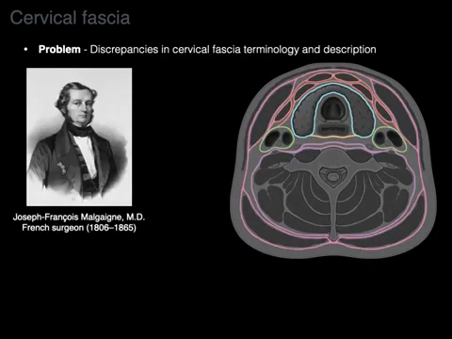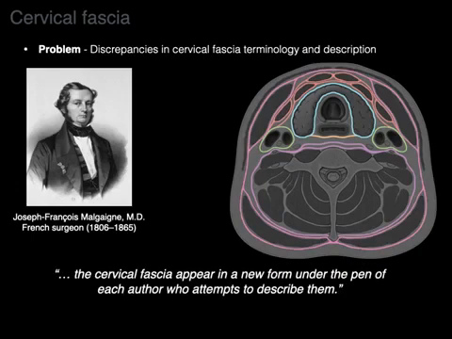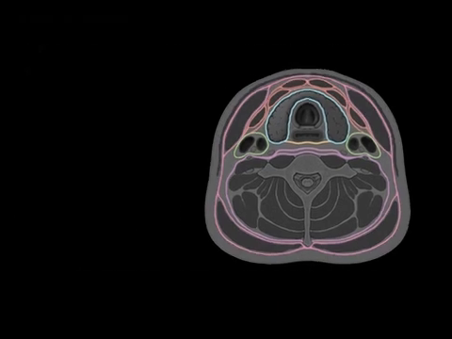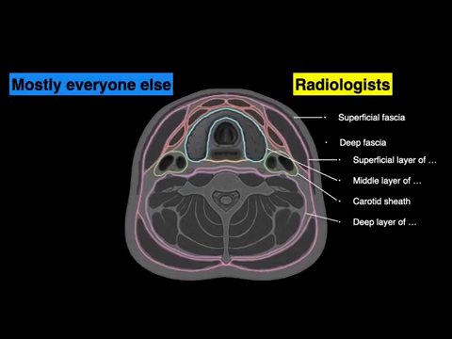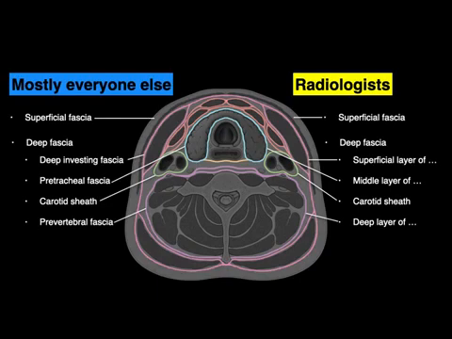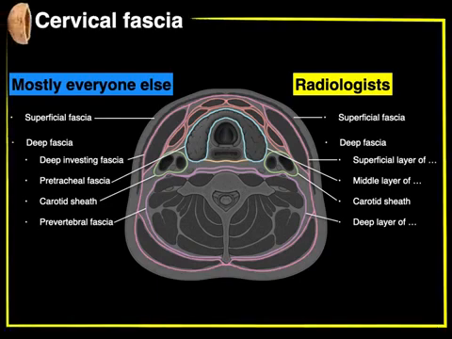And so what we see is there's discrepancy and there's problems in the cervical fascia terminology and description. And so there's this early surgeon named Joseph Francois Malgaigne who said, the cervical fascia appear in a new form under the pen of each author who attempts to describe them. Ugh, so frustrating. I totally get it. And back in the early 1800s and right to today, it's the same thing. So radiologists use this jargon. Mostly everyone else uses this jargon. And that, my friends, is the cervical fascia in a nutshell.